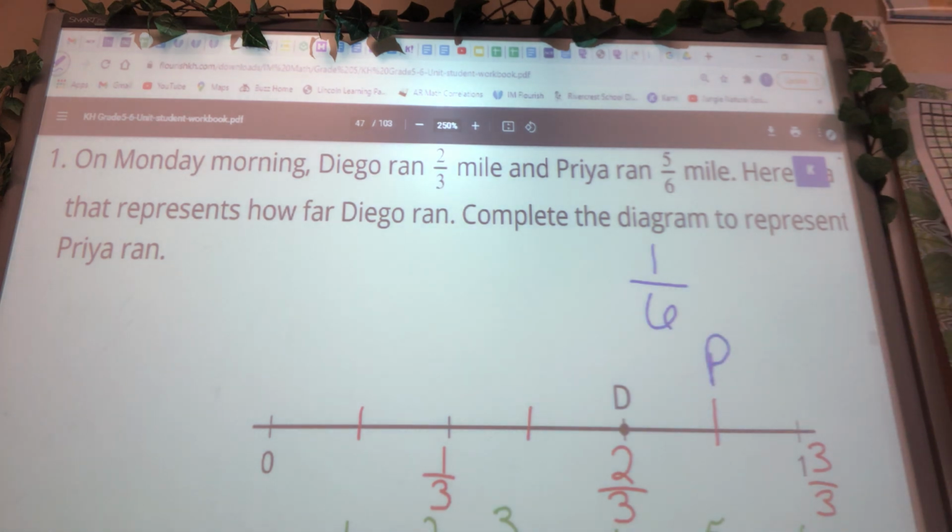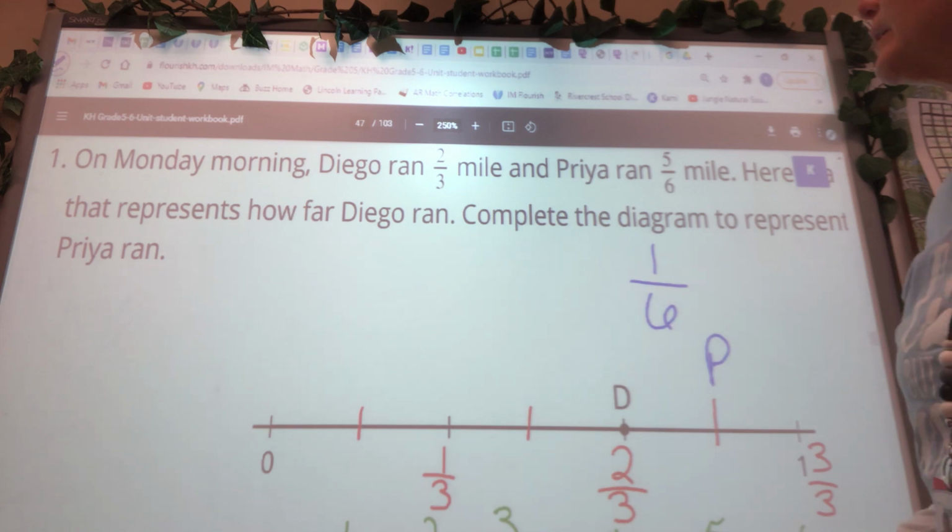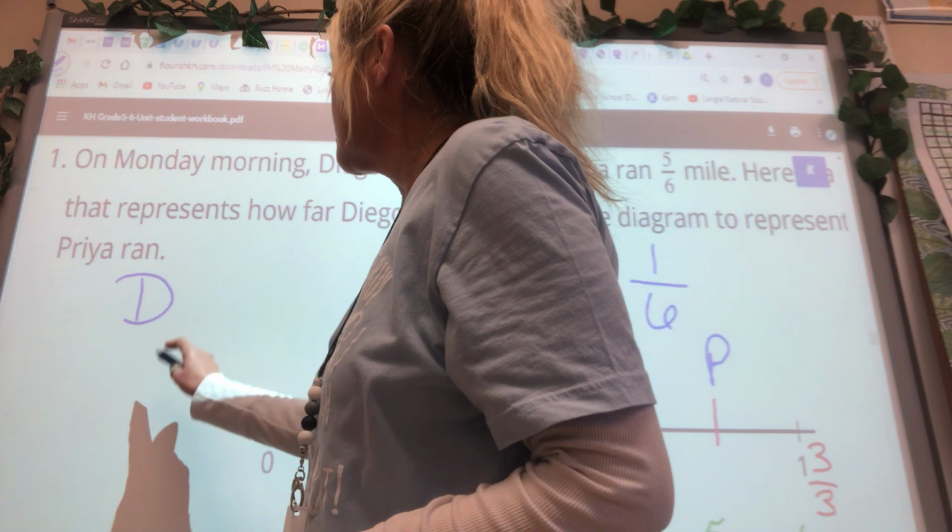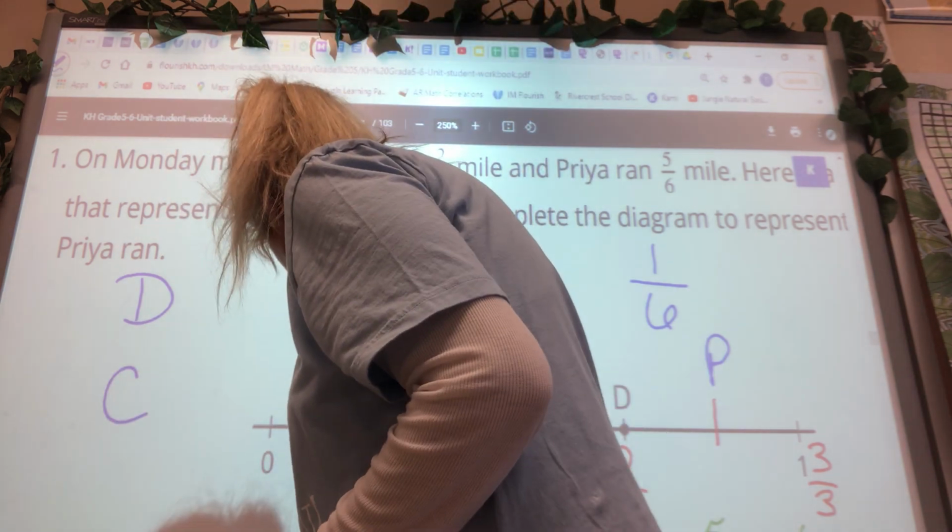Now let's check it with what we know about Priya and Diego. If we're going to be finding the difference that they ran, we're going to have to have a common denominator first, and then subtract. So let's look at Priya.